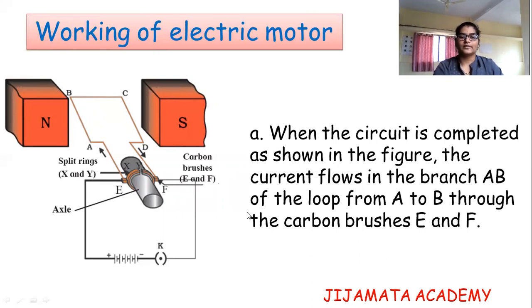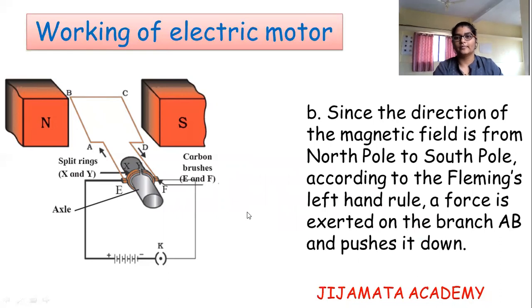So according to Fleming's left-hand rule, a force acts as soon as current starts to flow through AB. We all know that when current flows through a conductor, a magnetic field is produced around it. And when such a conductor is placed in another magnetic field, a force is exerted on it. So this branch AB will also feel a force, and we can determine this force by using Fleming's left-hand rule. So let's see Fleming's left-hand rule and determine the direction of force for this situation.